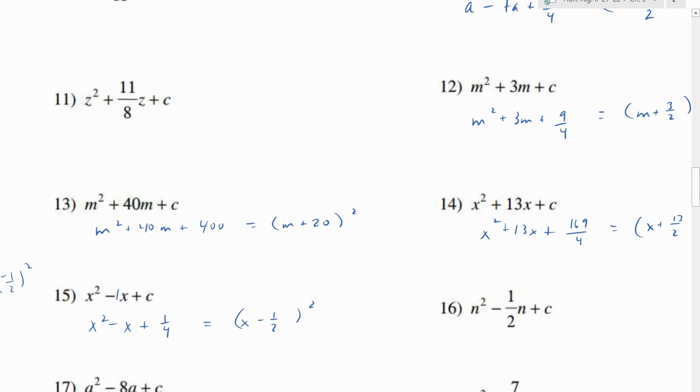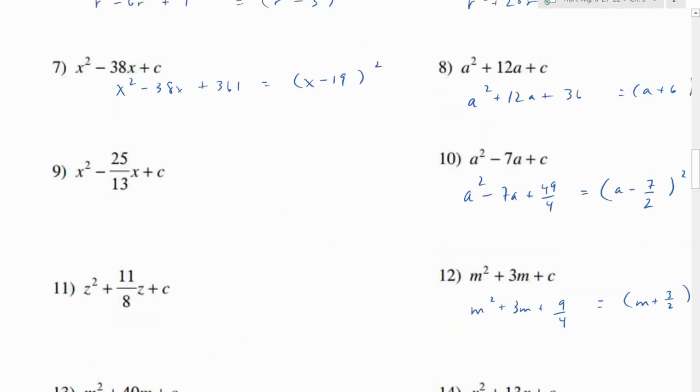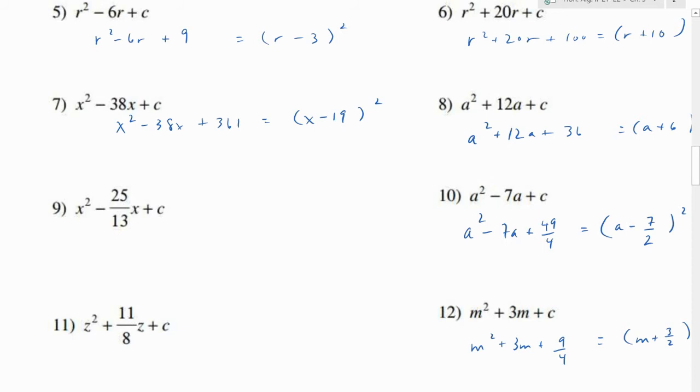All right, the rest are all fractions. Again, don't make this difficult. It's just a fraction. Quit being scared of them.